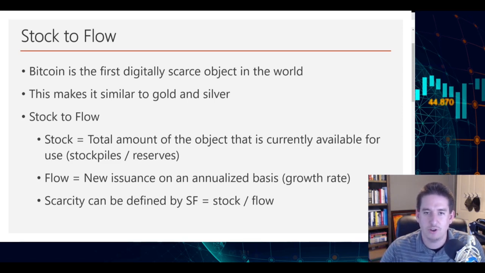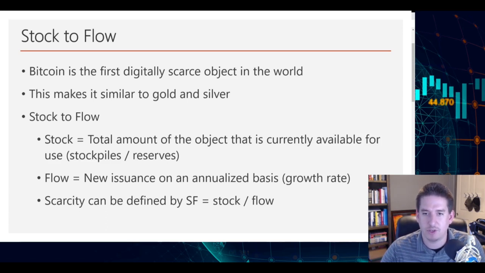So the stock to flow is based on two components. The stock. Stock is the total amount of an object that is currently available for use, like the stockpiles or the reserves. I'm going to first describe this in terms of gold, where the stock would be the total amount of gold that's above ground, that's already been mined, and is in the hands of people. And then there's the flow. Flow is basically the new amount of an asset that's produced on an annualized basis, which is just the growth rate. So the flow in regards to gold would be the new amount of gold that's mined every year.